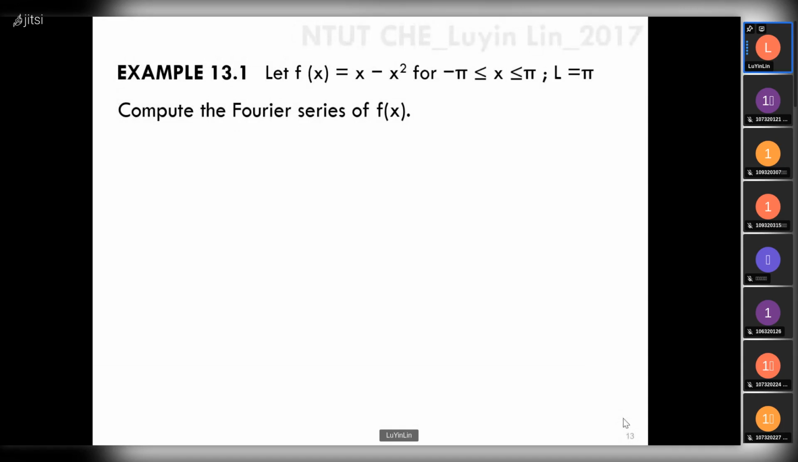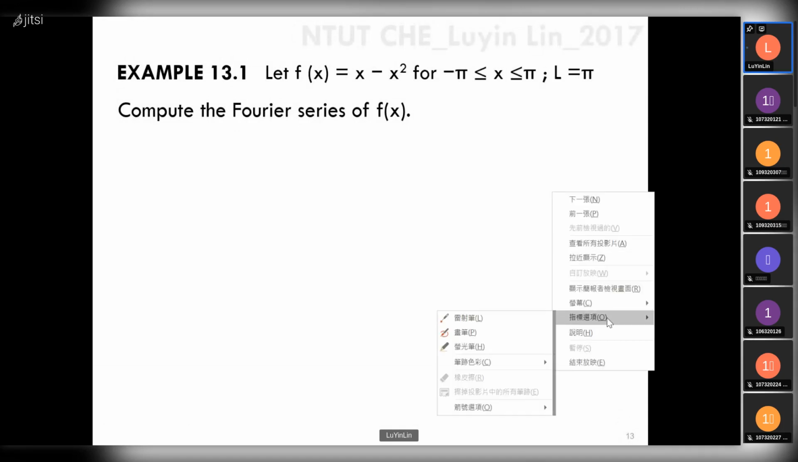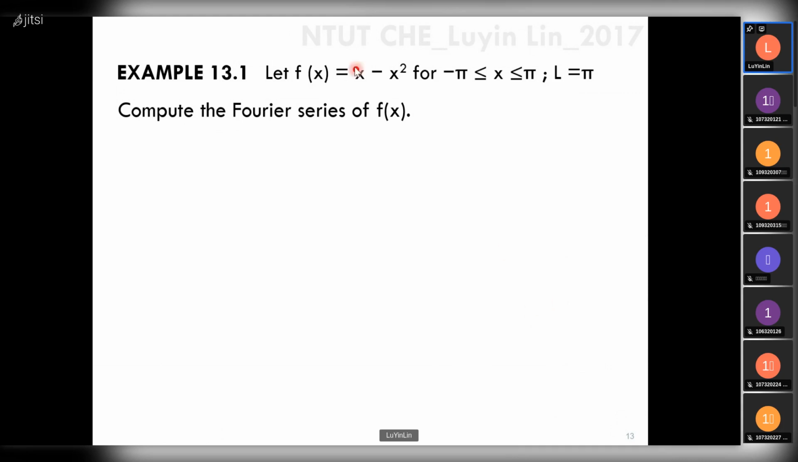So let's see one example for Fourier series. The example here: f of x is equal to x minus x square.